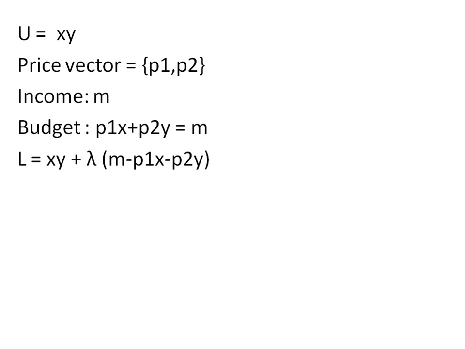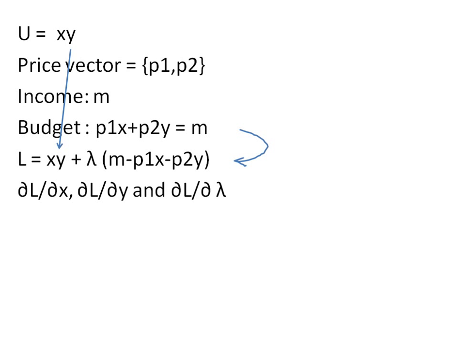Then you form the Lagrange equation, which is xy, that is, you try to maximize your utility function, your objective function. You are trying to maximize your utility subject to this budget constraint. So your utility is maximized subject to the budget constraint. Lambda is nothing but your Lagrange multiplier. So you need to find three partial derivatives. One is del L by del x, del L by del y, and del L by del lambda.